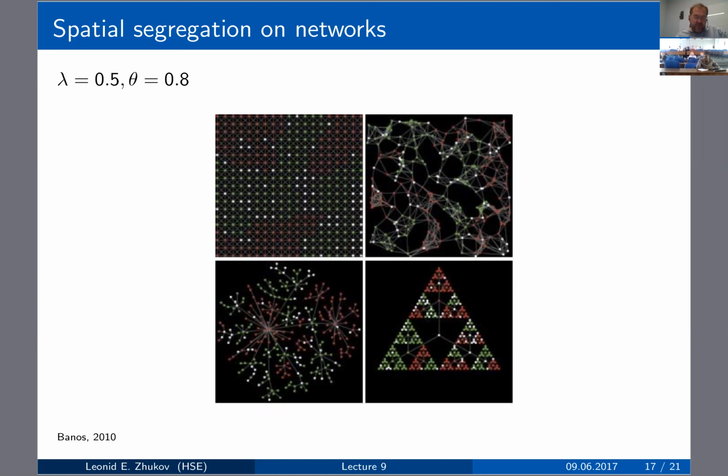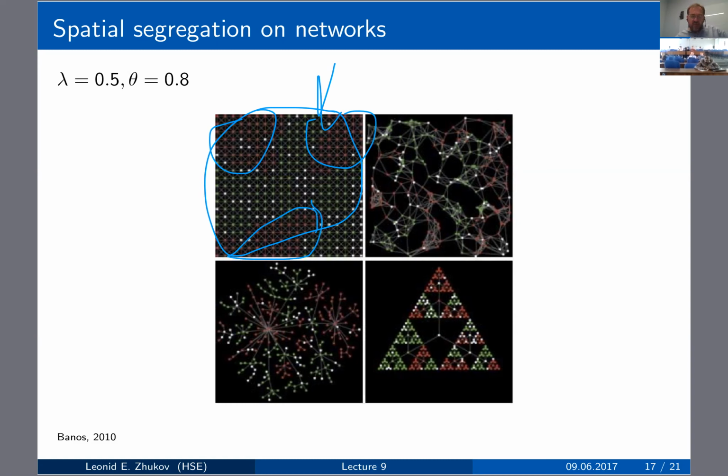pretty much the left image here is really a model for traditional Schelling's model, right? So this regular grid simulates Schelling's grid cell structure. And of course you see segregation. Sort of you see a bunch of nodes here, here, here of the same type.